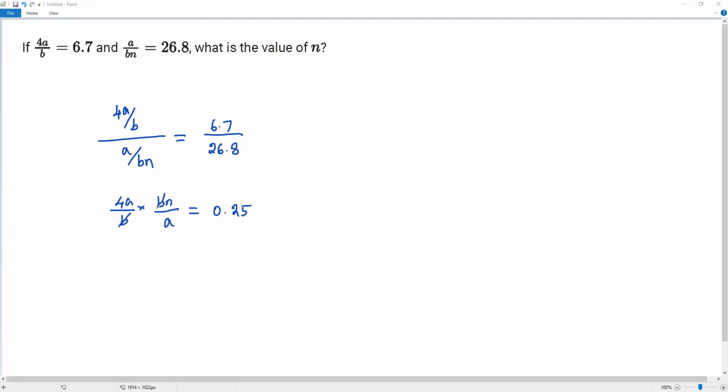Now, b over here will cancel out. A over here will cancel out. We have 4n on the left side. On the right side, we have 0.25. Now, let me divide both sides of the equation by 4. Then this 4 will cancel out. We get n on the left side.